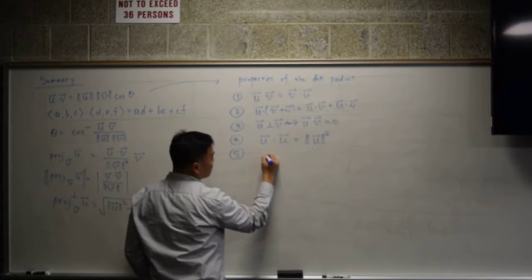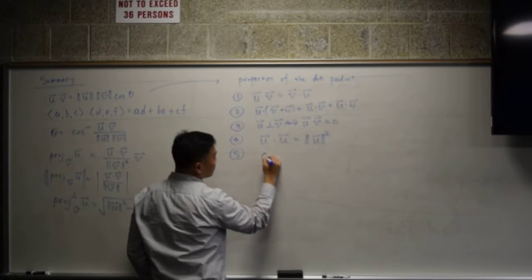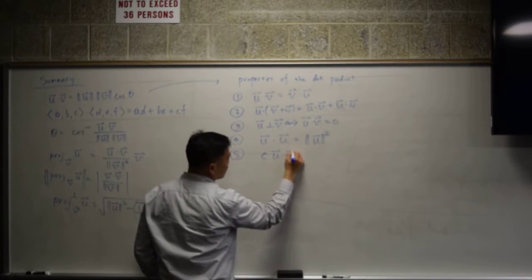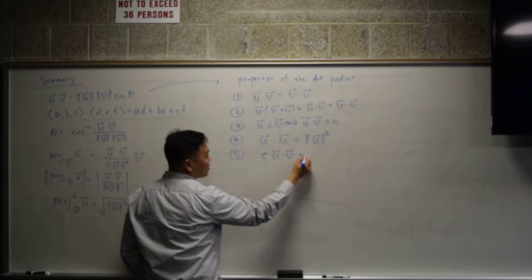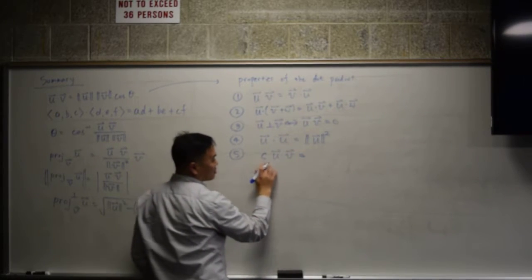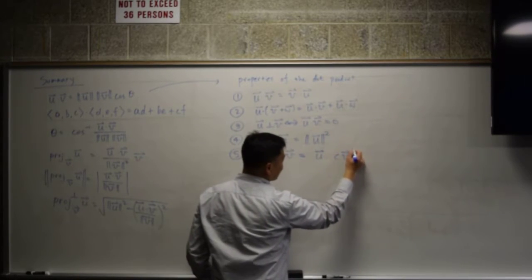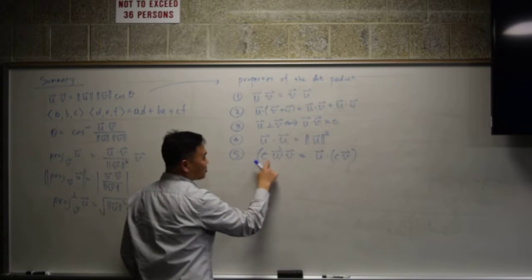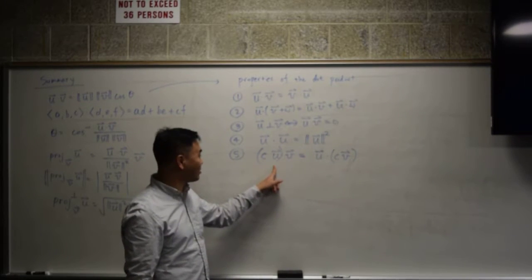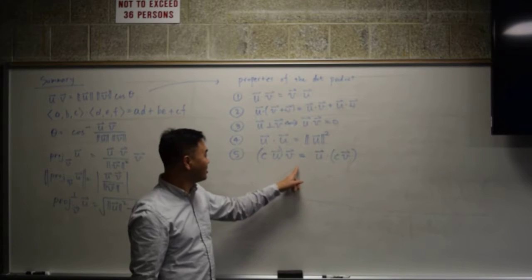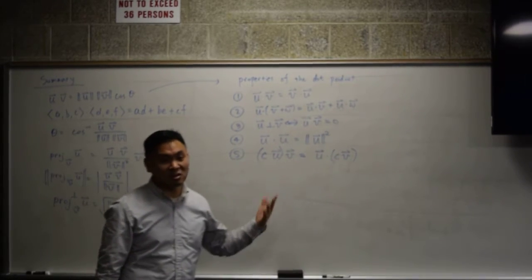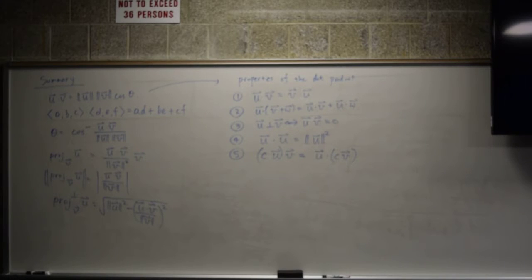And number 5, if you have any constant times u, v, I use this property without really explaining why, but I don't think this requires much explanation. So multiplying a constant to one of the vectors and doing a dot product, you can move constants around. Scalars can be moved around. That's basically it. So these are all the properties that you have to know about the dot product. And if you know these, then you're good to go.